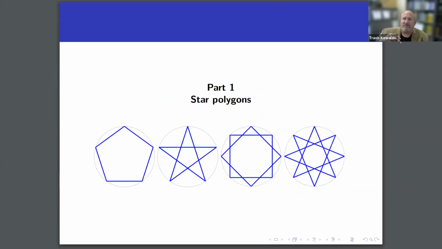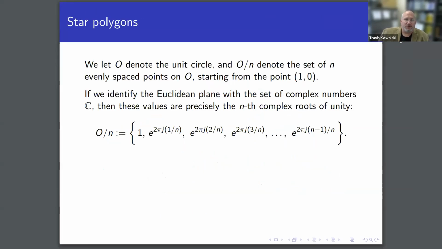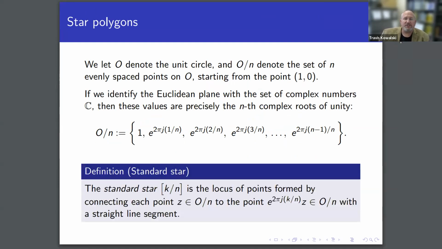So we're going to do 5 quick parts. The first part is talking about star polygons. We're going to let the circle denote the unit circle and the set of n evenly spaced points around the circle starting at the point (1, 0). In complex terms, these are just the nth roots of unity. And we're going to call a standard star the set of those points formed by connecting each nth root of unity to the point k slots away from it. So there's the formal definition right there, but it might just help to see pictures.